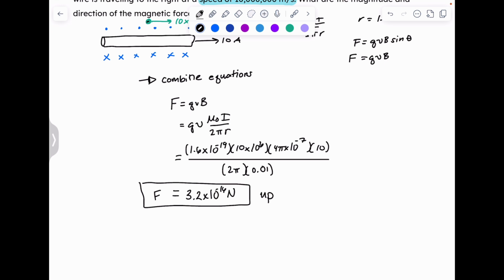So that's your basics of magnetic field. You're going to do some research on what cyclotrons are, and then we'll do some practice problems.